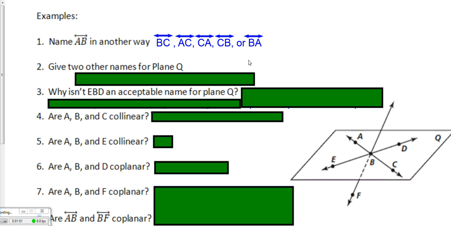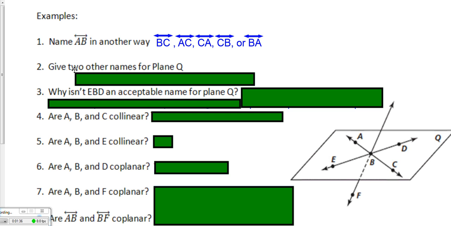So you really only need to write one of these down, but I'm going to use all 6 possible names here. So you can go A to B, that makes a line, B to C, here to here, A to C, that's the same line, C to A, C to B, or B to A. So all 6 of these, 1, 2, 3, 4, 5, 6, these are all possible ways to name this line right here. They all mean the same thing.